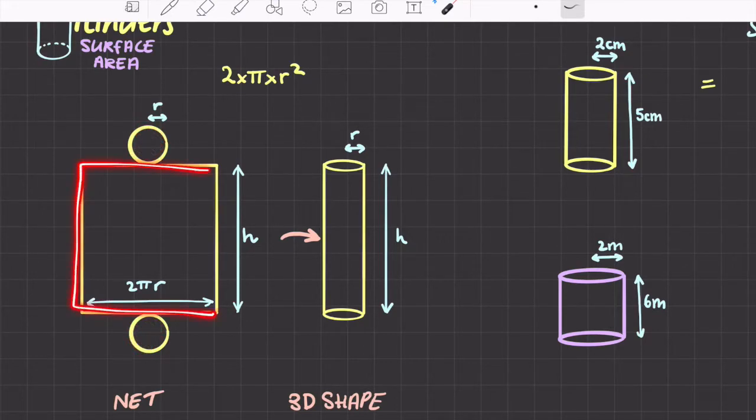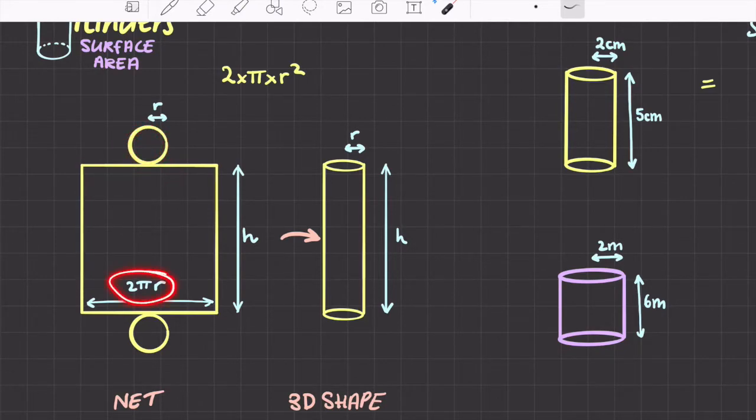Now I need to know about this rectangle. Now I know to work out a rectangle, it's width times height, isn't it? But this might not be completely obvious straight away. So let's see where this comes from. Now when I unravel this shape, this rectangle has got to come all the way around the circle. So when you unravel it, this length here is actually the same length as the circumference of the whole circle.